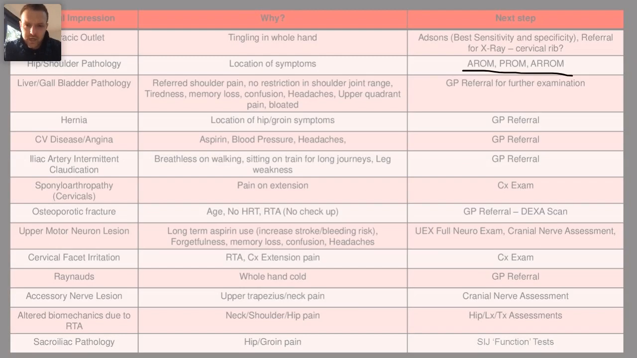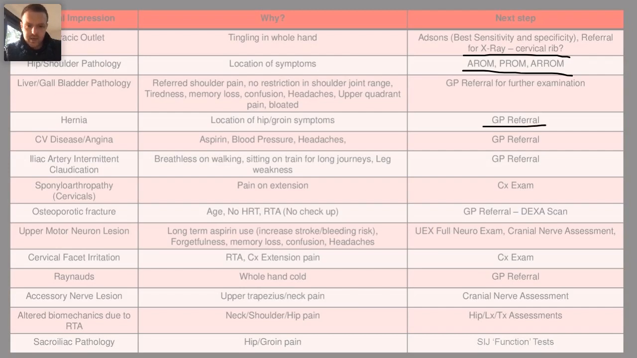We could have done part of this. So we could have done an Adson's test, which we'll go through in a second. I'll show you that if you've not seen it before. But also, if the problem wasn't going away, then it's worth thinking about sending them to the GP for an X-ray, because if they've got an additional rib, then that will be picked up on X-ray. I've had a patient that I've had to send for an X-ray because we thought she might have a cervical rib.